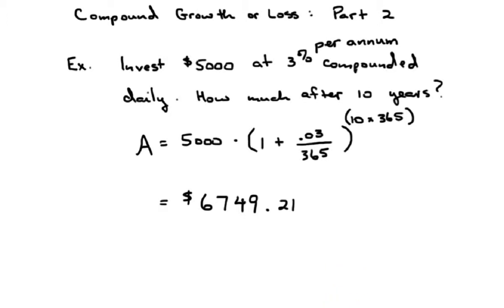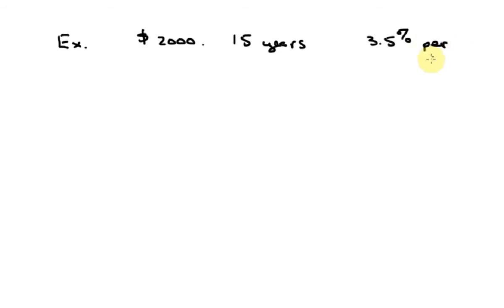And what I'd like to do is just set up, I won't bother actually working it out, but I want to set up what it would look like if it was, say, monthly. So in this example, let's say we were going to invest $2,000. And we're going to do that maybe for, let's say, 15 years. And the bank says you're going to get 3.5% per annum. Okay, so per year.